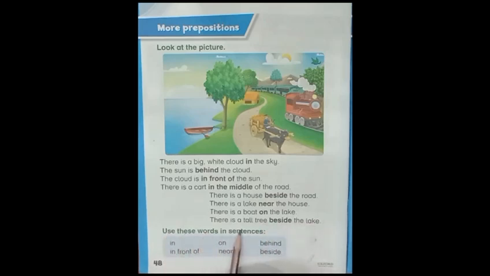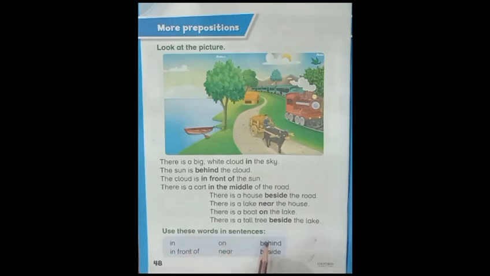Use these words in sentences. So here are some prepositions and we have to use them in sentences. The first is in. Now make a sentence with in with me. You can say the cat is in the box. On. You can say the book is on the table.